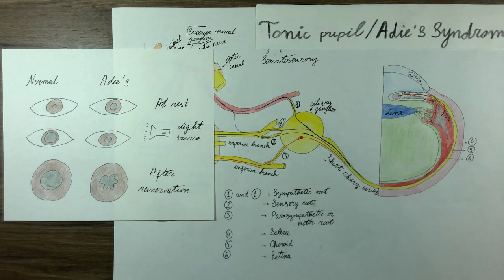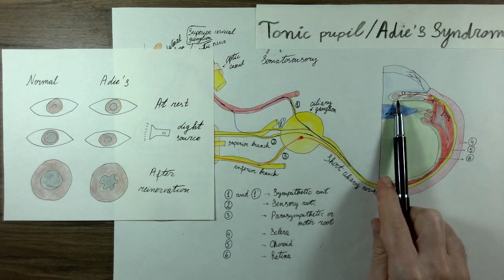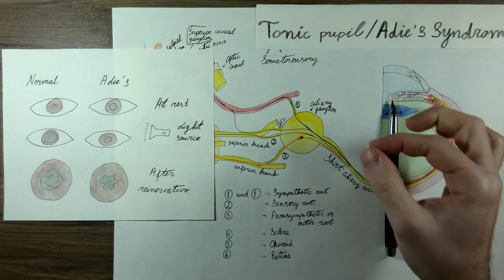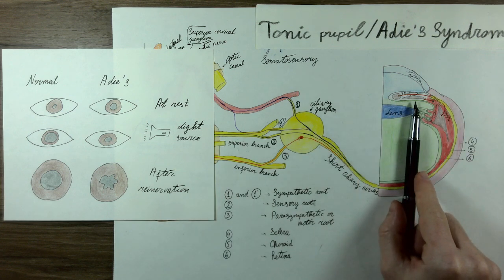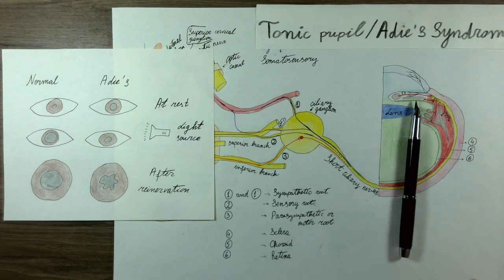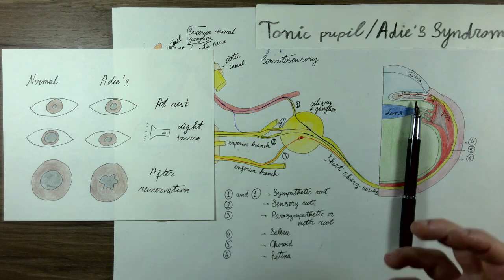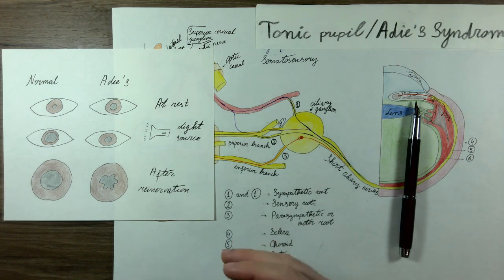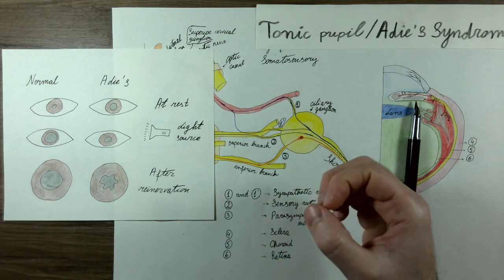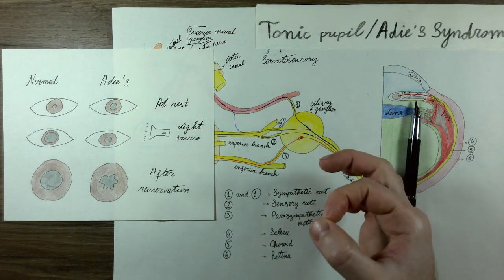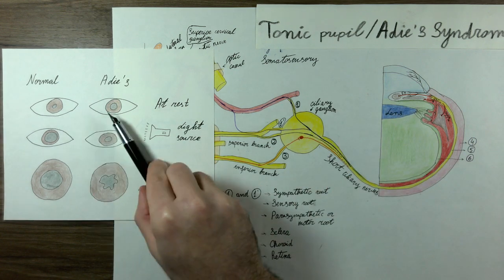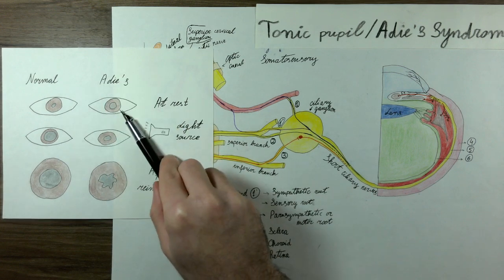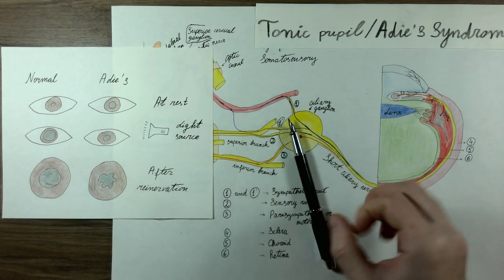So, what would you expect as symptoms? First of all, since you don't have the parasympathetic tone of the muscle which keeps the pupils smaller, and you have this dilator tone preserved because it's innervated by the sympathetic system, the pupil would in general, at resting position, be bigger than the pupil of a normal person, right? So the patients with the tonic pupil syndrome would have larger pupils.